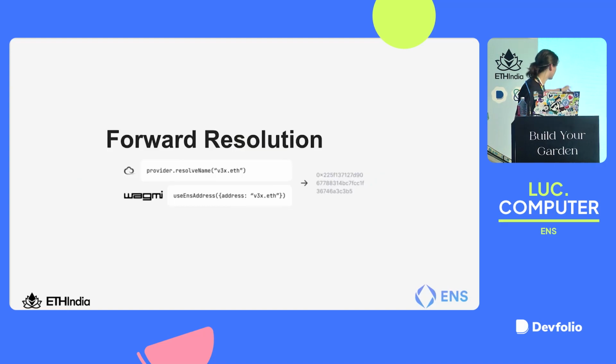You simply just, for forward resolution, you simply just say use ENS address v3x.eth, in case I try and invite v3x.eth to a game, and it'll just output 0x225f1373 blah, blah, blah, blah. Cool. If I do it with Ethers, it's provider.resolveName, and there's a bunch more code examples in our docs.